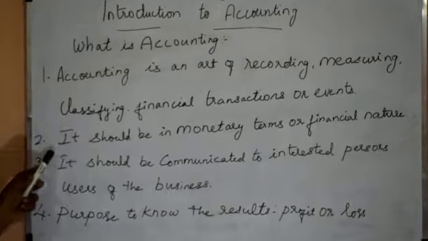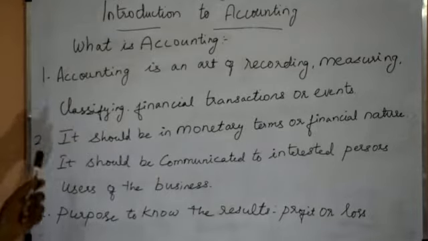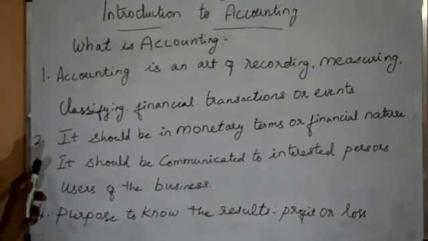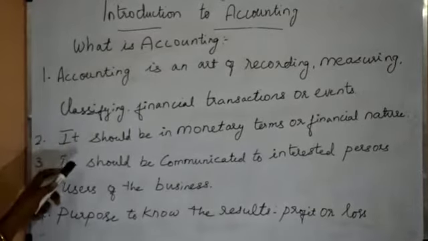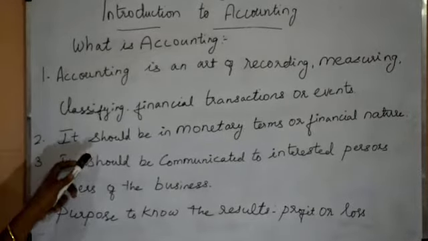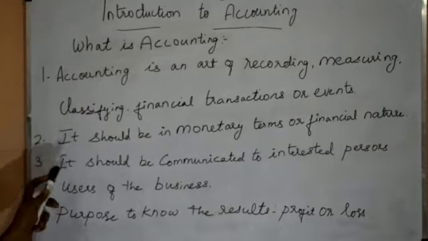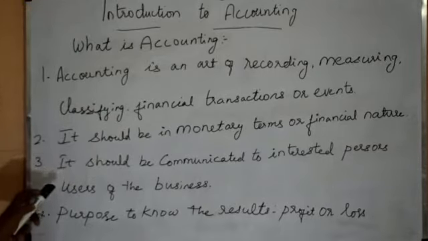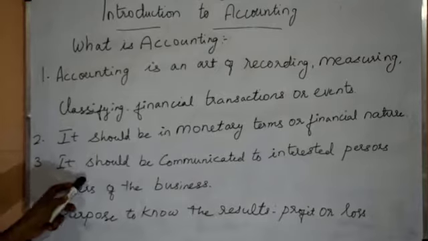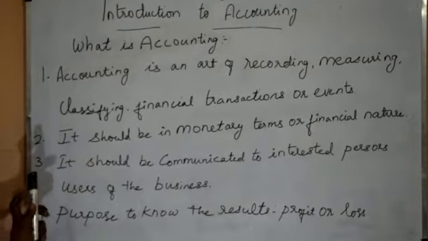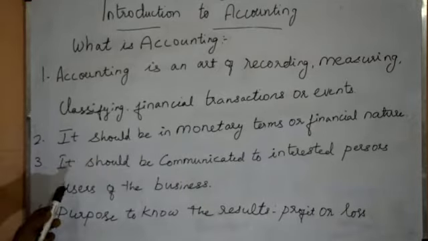So the next thing is it should be in monetary terms. Monetary terms means the financial transaction should be recorded only in money. The transactions which involve money only should be recorded. Okay. Next thing is it should be communicated to the interested persons or the users of the business.